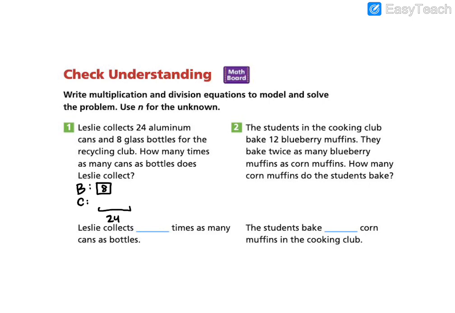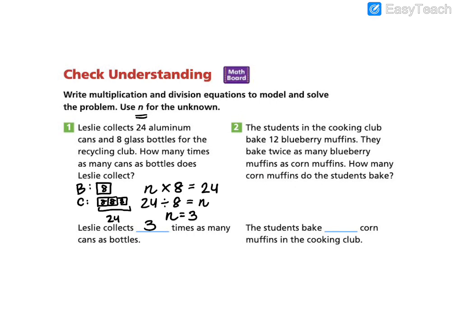So some number, it asks us to use N, times as many as 8 is going to equal the 24 cans that she has. We can show that using the inverse operation. 24 divided by 8 is going to equal that number of how many times as many? Well, N is going to be equal to 3. Leslie collects 3 times as many. And we can even show that in our model, right? 3 groups of 8 is equal to 24. It's a good way to check our work. So Leslie collects 3 times as many cans as bottles.